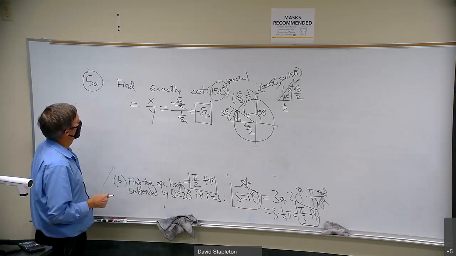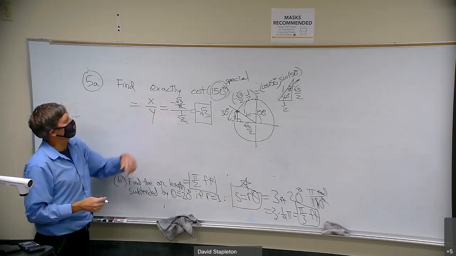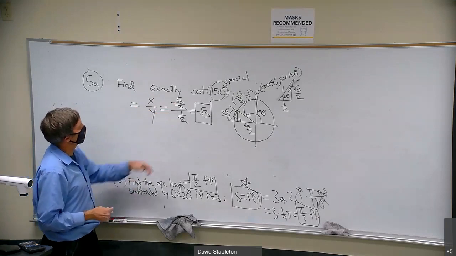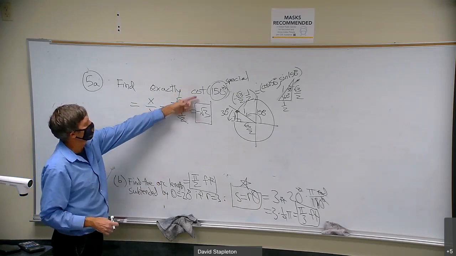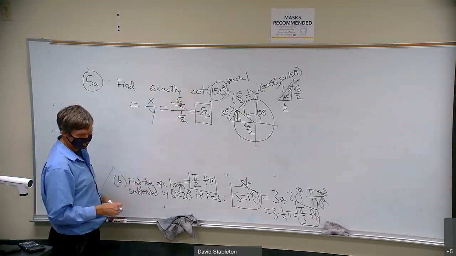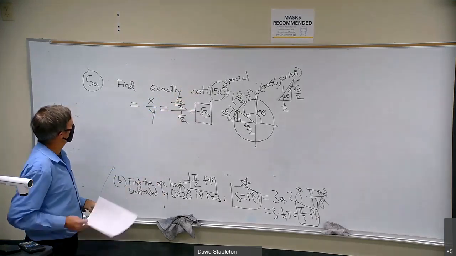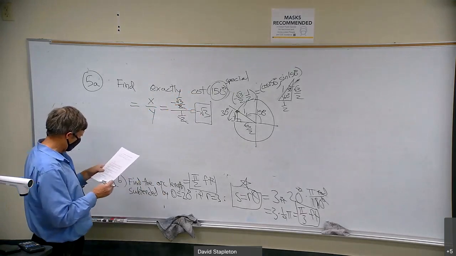We'll leave it like that. Be able to find the trig function of any special angle exactly, and then check it by taking 1 over tangent. You can do this one in exact and this one in decimal if your calculator doesn't do exact, and see if they look the same. All right.